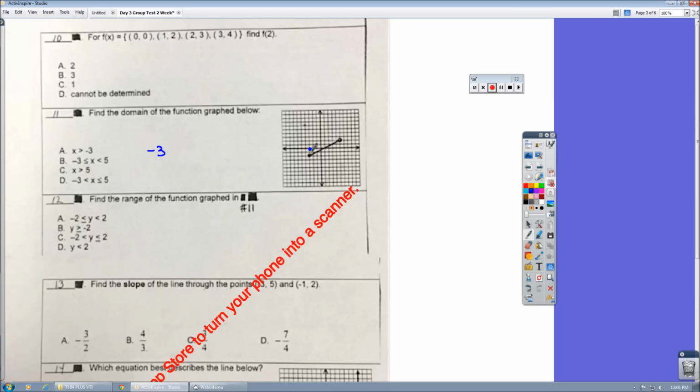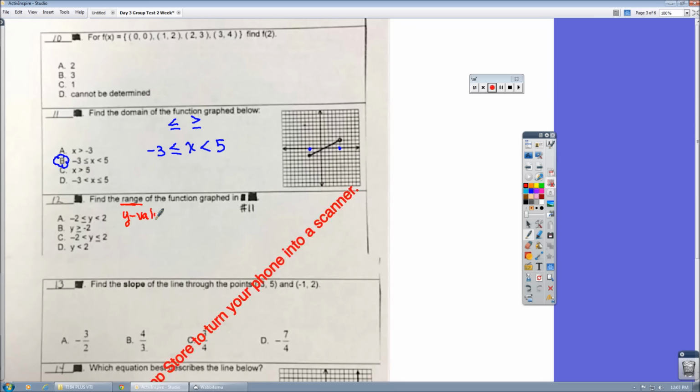But since it's a closed circle, it's going to have the equal sign with it. So we're going to write down the less than or equal sign with that. And then go all the way over to the right. How far to the right can this graph go? It can only go out to +5, but since it's an open circle, it's not going to have the equal sign with it. And so our answer is B. Those are very simple to write if you're struggling with how to do the less than or greater than. Get them going in the same direction.